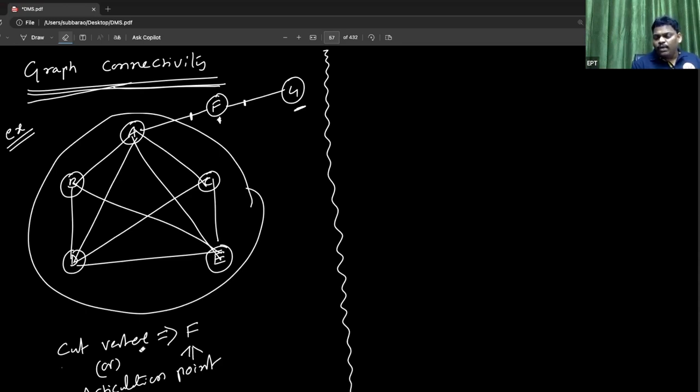If you delete G together with its edges, does the graph become disconnected? No. If you want, you can check. G is gone, its edges are also gone. Does the graph become disconnected? No. So no problem. So G is not an articulation point.